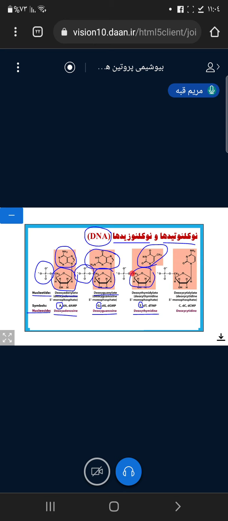When the phosphate is added, the nucleotide is formed and the name is deoxythymidylate.